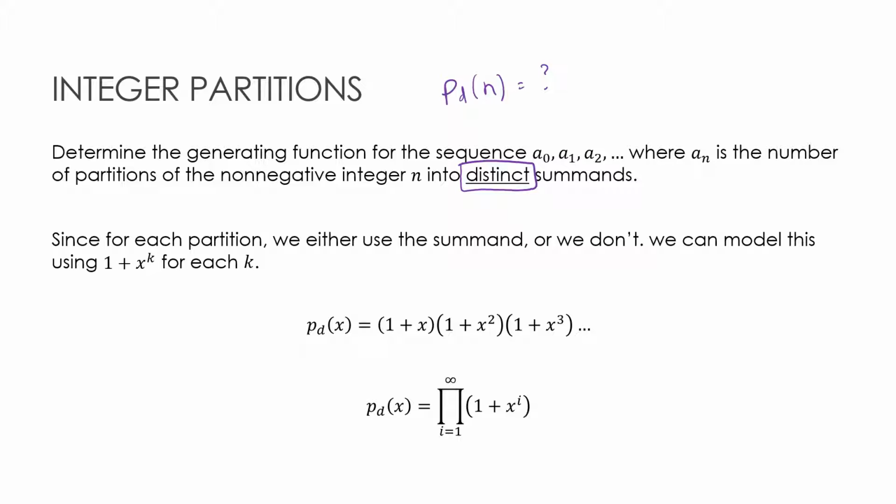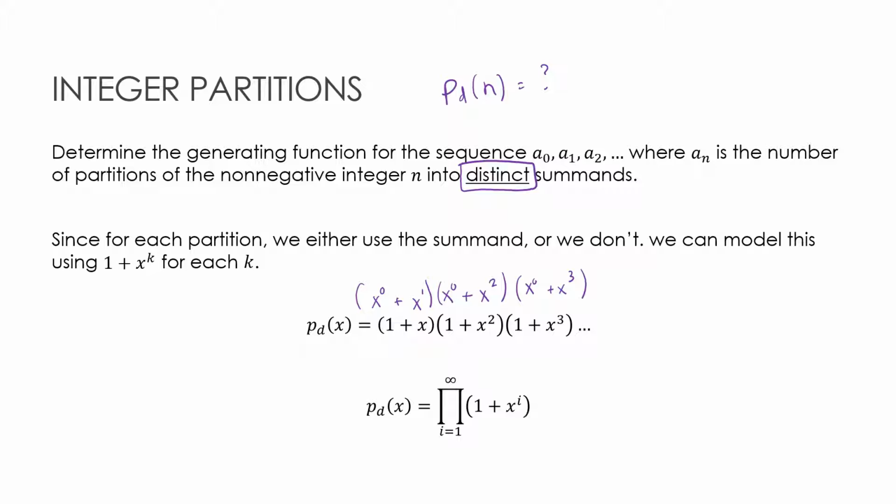So if we think about distinct, we're basically saying I'm going to use a 1, or I'm going to not use a 1. I'm going to use a 2, which would add 2 to our sum, or I'm not going to use a 2. I'm going to use a 3, or I'm not going to use a 3. So we get the idea that that pattern would continue.